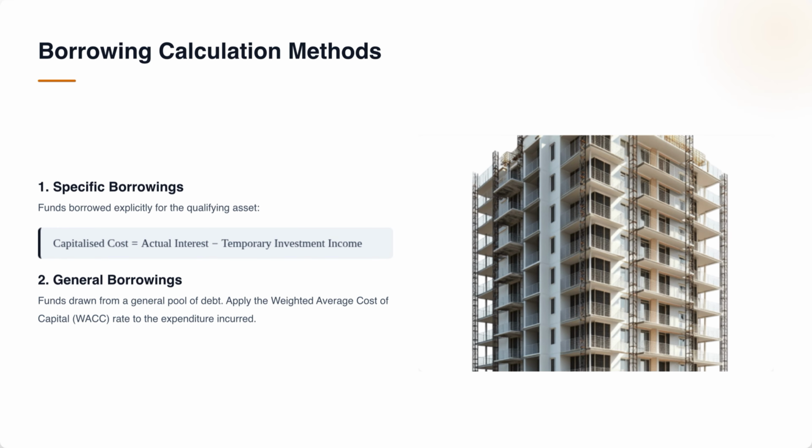Scenario 2. General borrowings. Sometimes a company doesn't take out a new loan, but uses funds from its general pool of existing debt like overdrafts or existing corporate bonds. In this case, you apply a weighted average cost of capital (WACC) rate to the actual expenditure incurred on the asset during the period. Remember, the capitalized interest cannot exceed the total actual interest expense incurred by the company during that period.